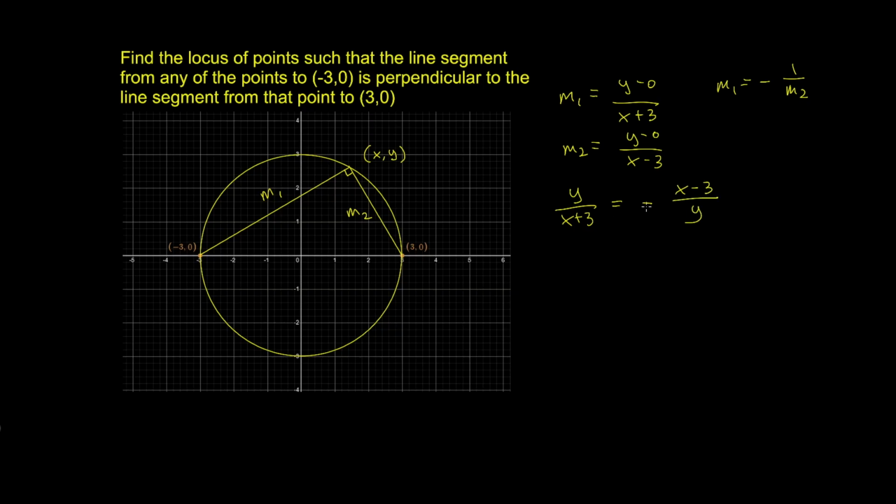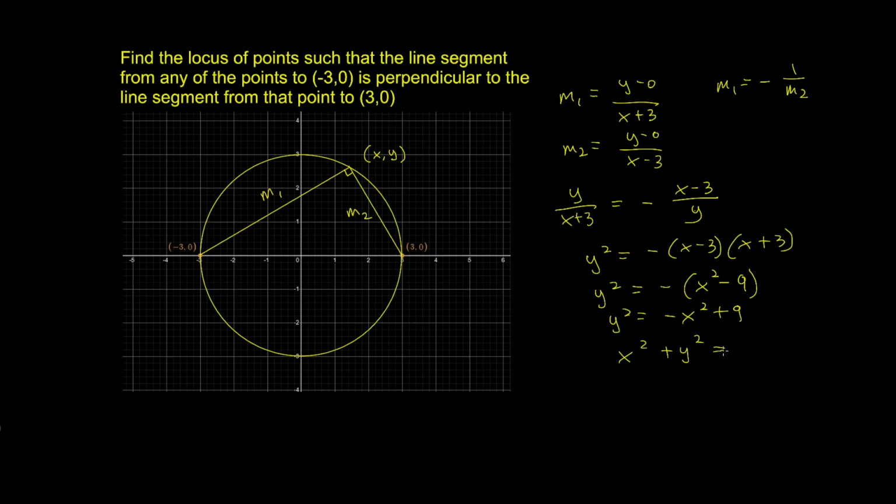Let us clear the fractions. So y comes over here. Well, that's y squared. And then we have negative x minus 3, x plus 3. So then y squared equals negative, multiplying these together, we get x squared minus 9. Therefore, y squared equals negative x squared plus 9. Bringing the x over, we get x squared plus y squared equals 9. That's how you do it from algebra.